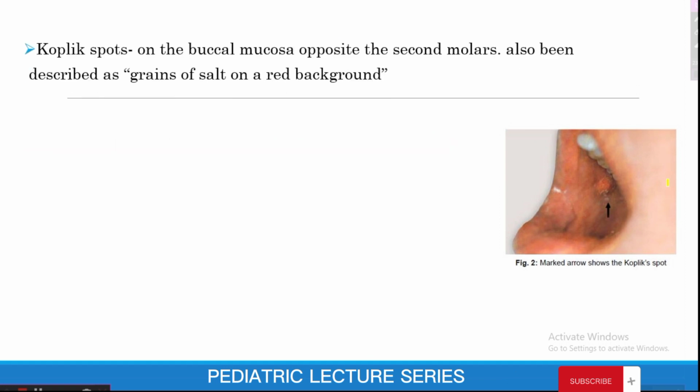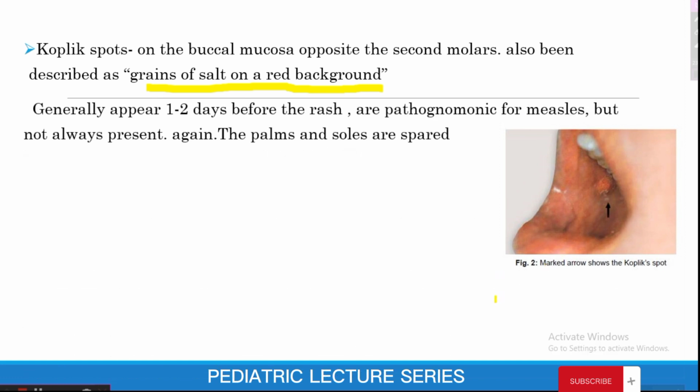And then another feature that we should note is the Koplik spots on the buccal mucosa, which are described as grains of salt on a red background, as indicated in this picture here. This is a red background and you have these whitish Koplik spots. These spots generally appear 1 to 2 days before the rash. They are pathognomonic for measles but not always present. We should also note that the palms and the soles are spared.